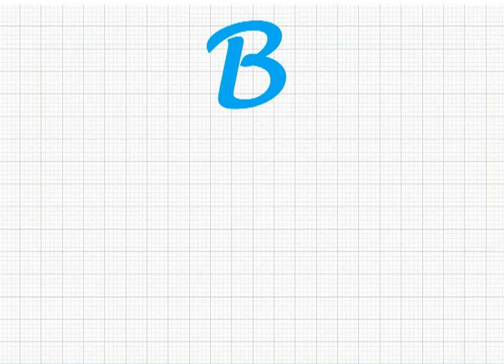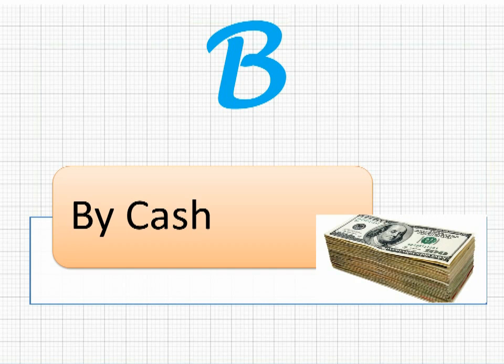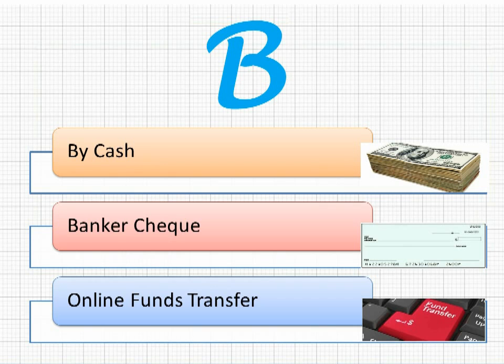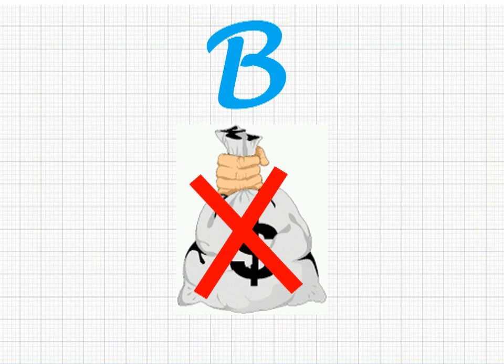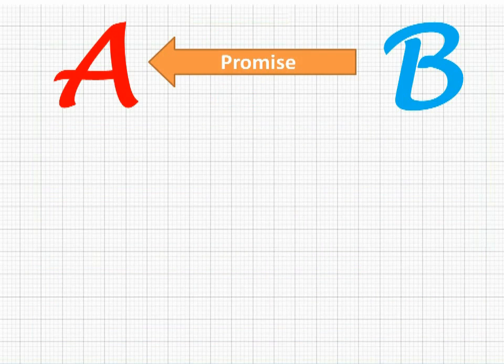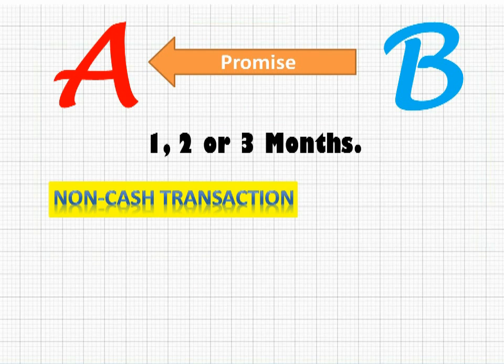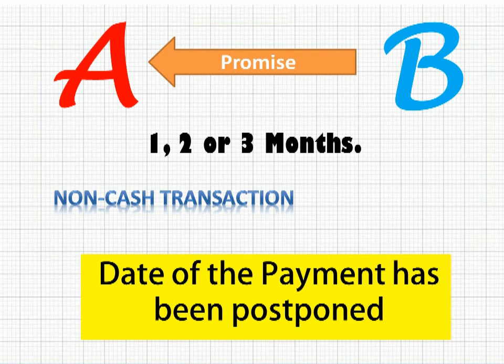So B has got three options. Either he can pay the cash immediately to A, or he can give a check to A immediately, or he can transfer the funds electronically from bank to bank in the account of A. But if B doesn't have any money at this moment, he can promise to A that he will pay after 1 month, 2 months or 3 months, whatever it is. If it happens, it means that's not a cash transaction because the payment has been deferred to a future date.